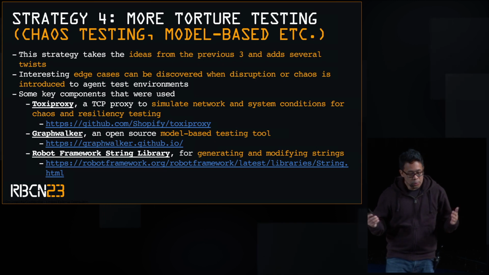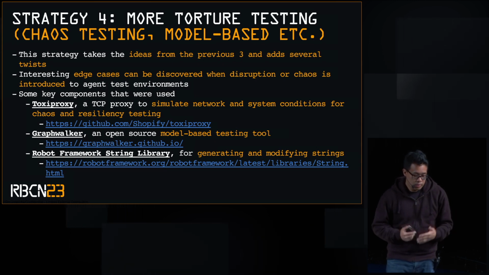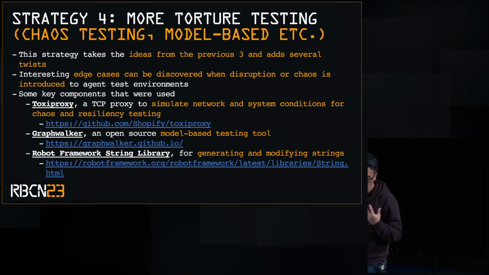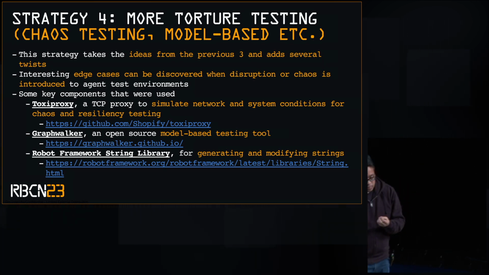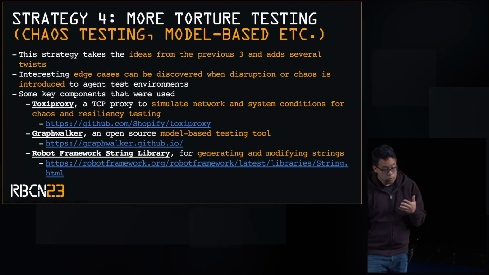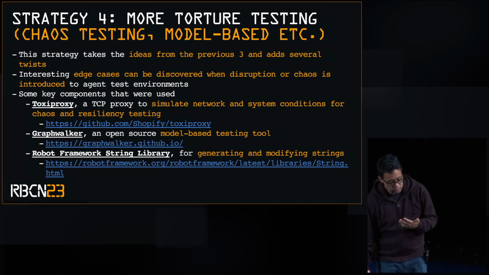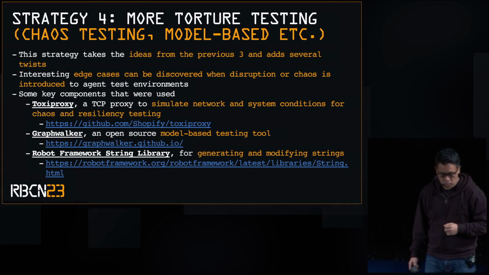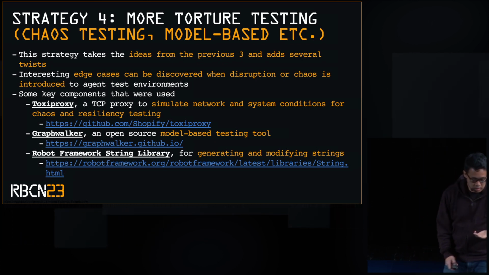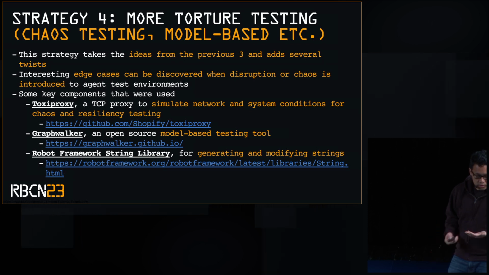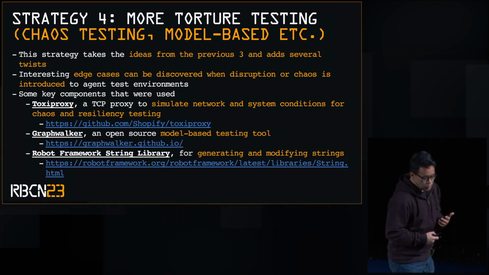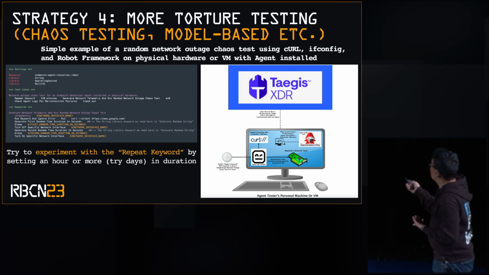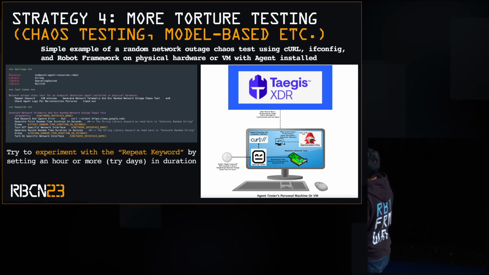So building on top of strategy 3, we have our strategy 4, which is even more torture testing with chaos testing, model-based testing, etc. So some useful tools that we use commonly are Toxiproxy, GraphWalker, and of course the Robot Framework String Library. So we take those components and we try to use them in very interesting ways. So it's better to demonstrate this in some code.